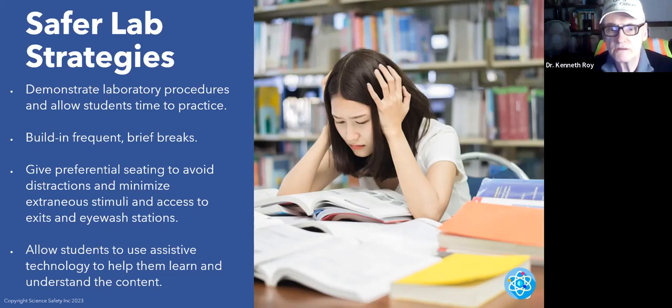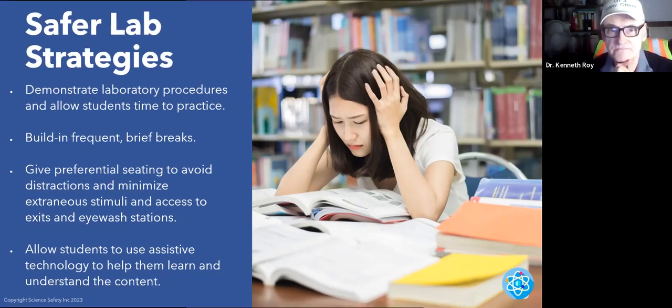Build in frequent, brief breaks. Remember, students, like adults, can only focus for so long. If they're really interested in whatever, the focus time goes up. But the point is, brief breaks are good. Give preferential seating to avoid distraction and minimize extraneous stimuli, with access to exits and eye wash stations. Absolutely critical. Allow students to use assistive technology to help them learn and understand the content. Next.